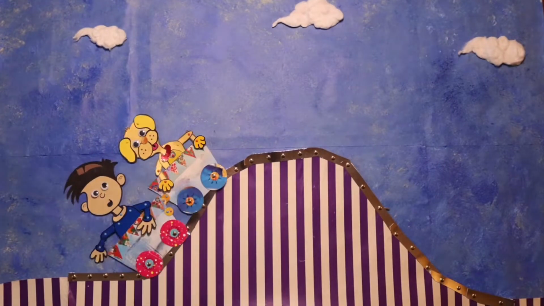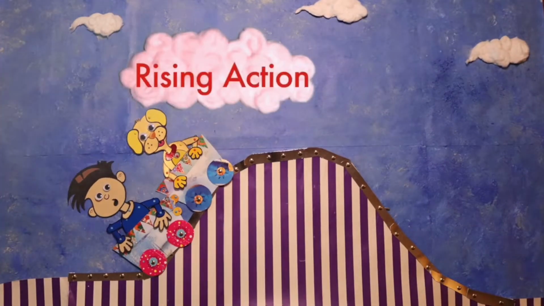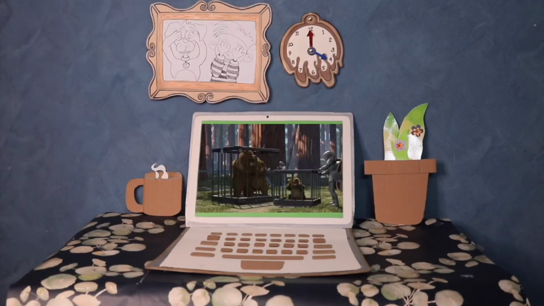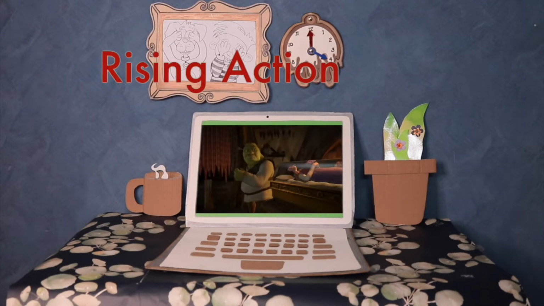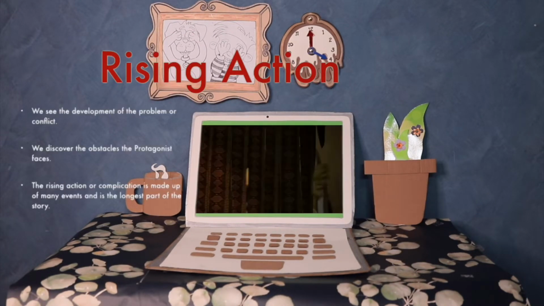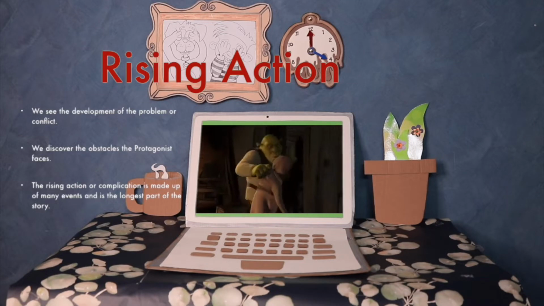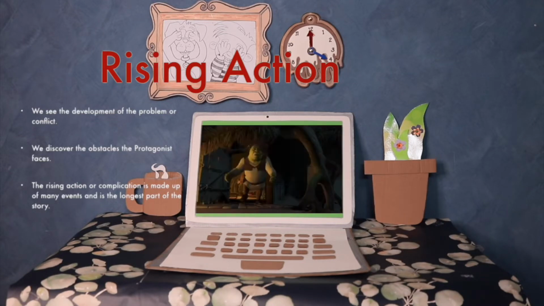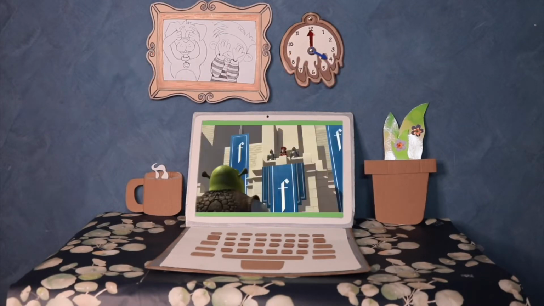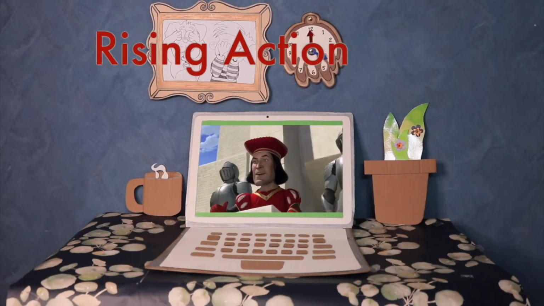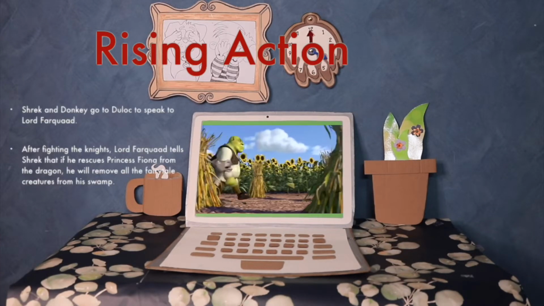The next part of the story's plot is the problem, also known as the complication, the rising action, or conflict. It is introduced early in the story, and it's what the story will be mainly about. The suspense builds as the rising action is introduced.